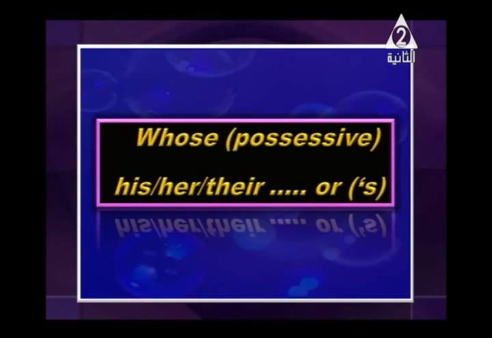Whose is for possessive. We can use it instead of his, her, their, or apostrophe s. So take care of this. Whose is for possessive, ownership. So we can use it for his, her, their, and all this stuff, for example my, and for example our, etc. Also, if I find apostrophe s, we have to use it.